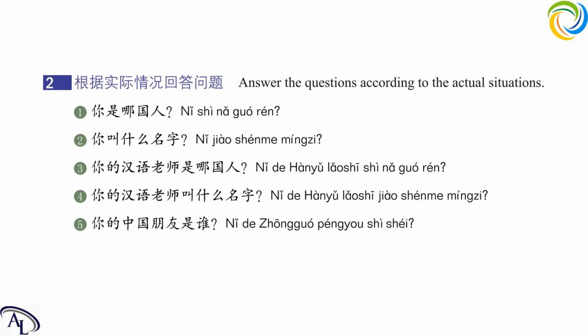This question means your Chinese teacher is which country's person, which means where is your Chinese teacher from? So how to answer it? You should say, my Chinese teacher is which country's person, right? So in Chinese it is 我的汉语老师是中国人. Okay, very good. 我的汉语老师是中国人。我的汉语老师是美国人。我的汉语老师是韩国人 as well. These are all right. Try to answer these questions according to your own situation.